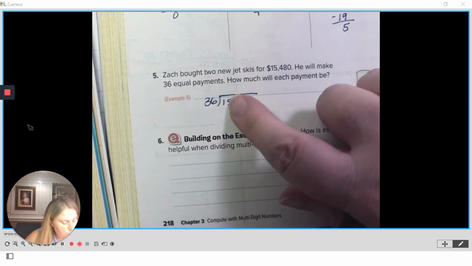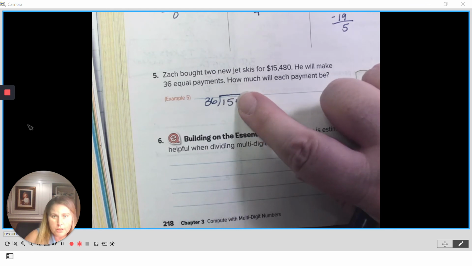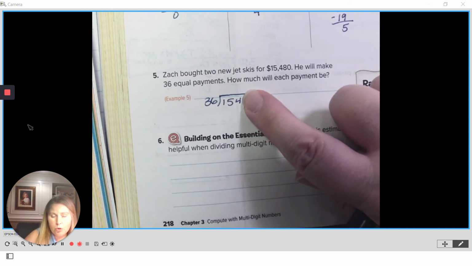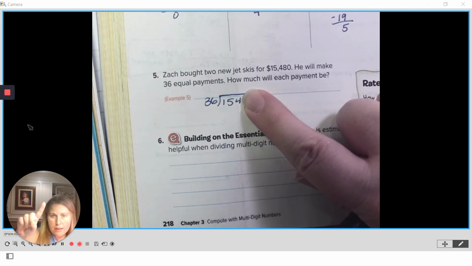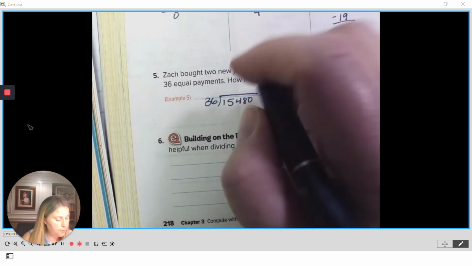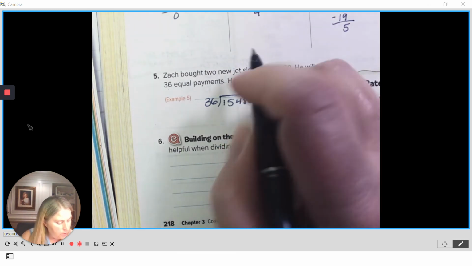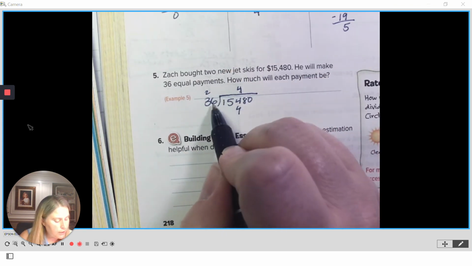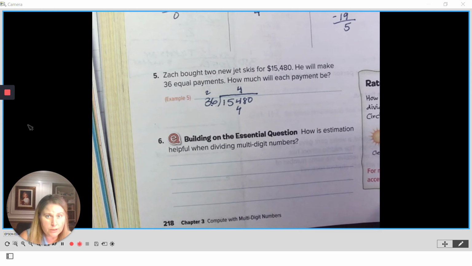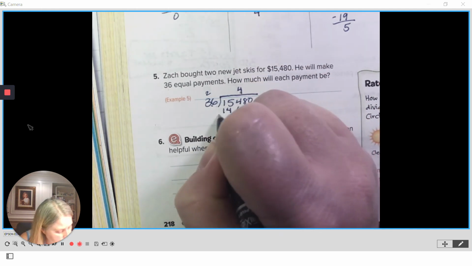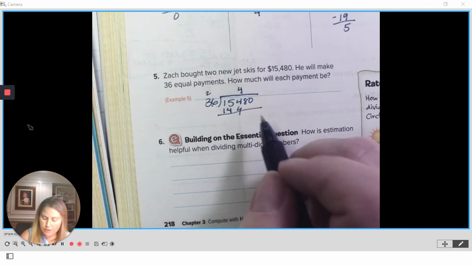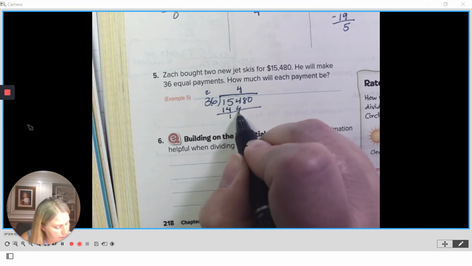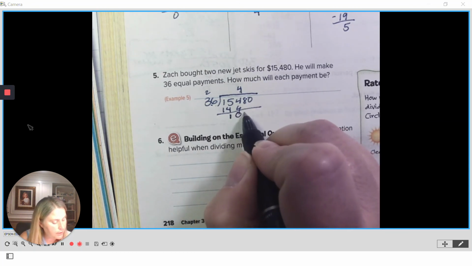Okay, so does 36 go into 1? No. Does it go into 15? No. Does it go into 154? Yes. So I think of 30, so I'll count by 30s. 30, 60, 90, 120. So I'm going to try 4 there. 4 times 6 is 24. Write the 4, carry the 2. 4 times 3 is 12, plus the 2 we carried is 14. So we have 154 minus 144, that's 10. And then we bring down this 8.